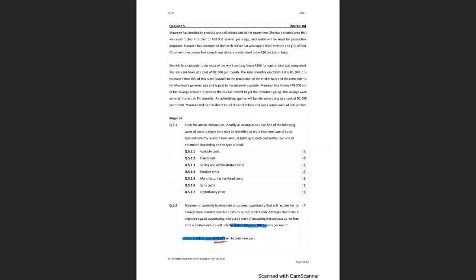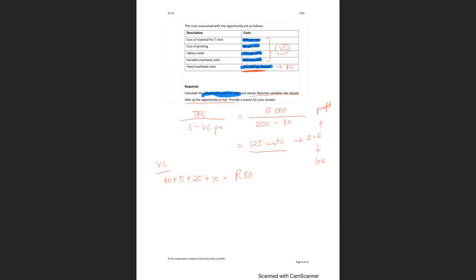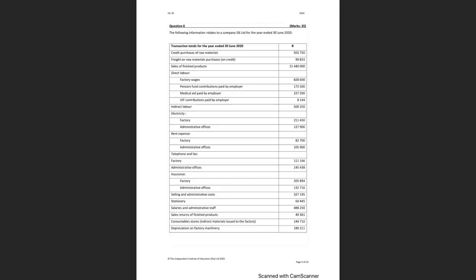Now they said to you on the previous page that she can only produce 100 t-shirts. So this means that she's not even able to reach the break-even point. So she should not take on this opportunity because she's not going to be able to meet the break-even point, which means that she will be making losses if she takes on this project. Okay, so that is question 5. Let's look at question 6.